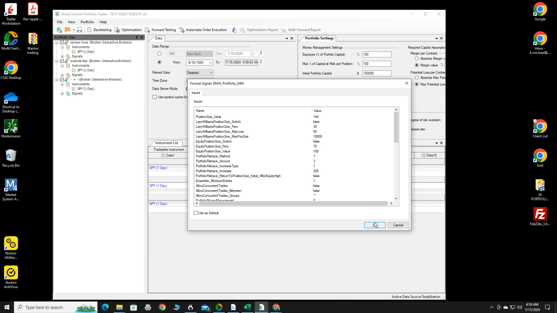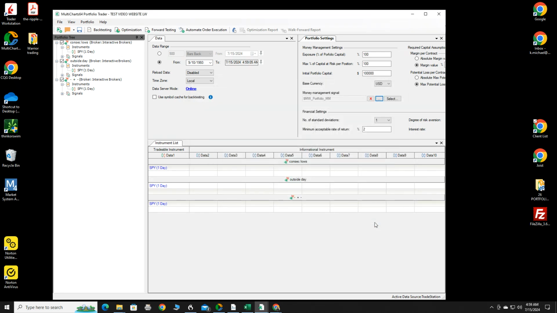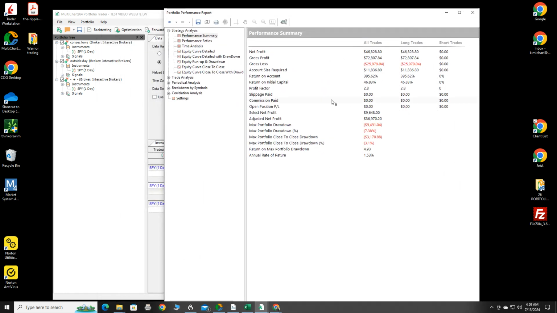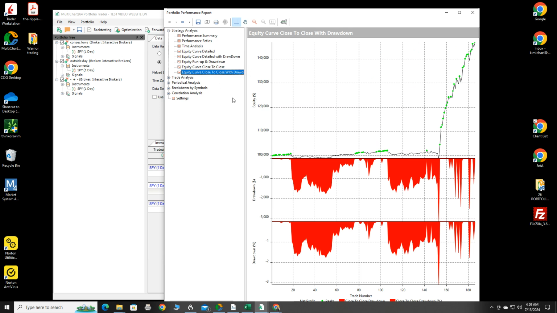So let's see this in action. As you see, it took a $14,000 portfolio without this to a $46,000 portfolio. Very small drawdown. It didn't really affect that. You know, the equity graph looks approximately the same. Not much change, but it just made more money.